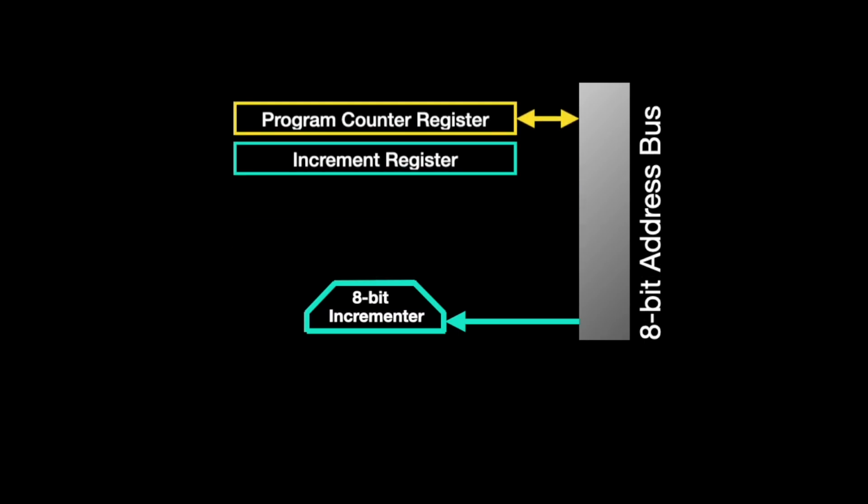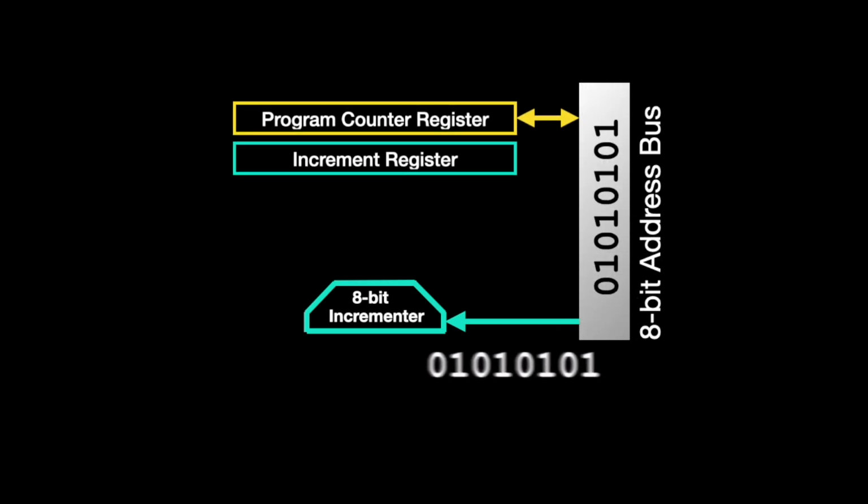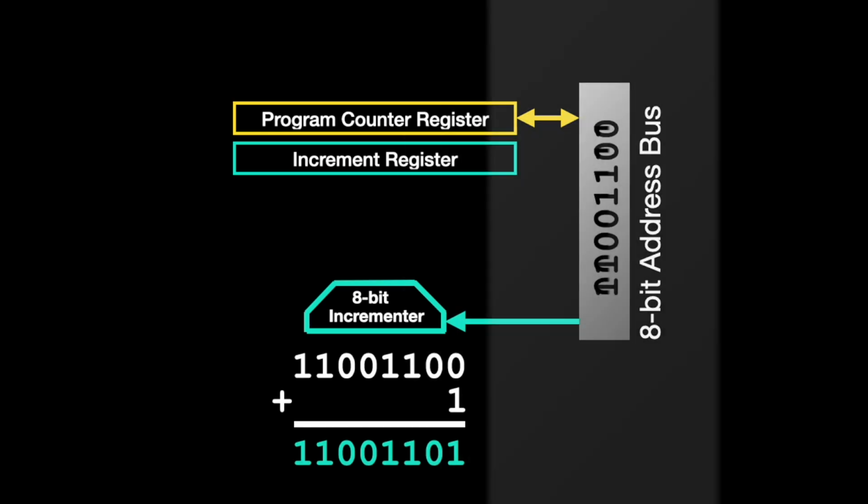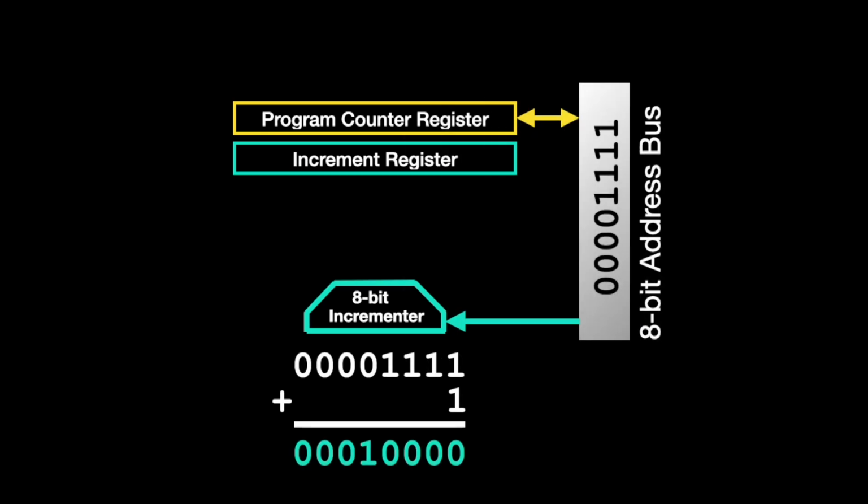The purpose of the incrementer is as the name implies. It picks up whatever value is on the address bus and it adds 1 to that value. And note that at this point, that's all it's doing. The incrementer is not storing the value anywhere. It is just happily incrementing whatever is on the address bus.